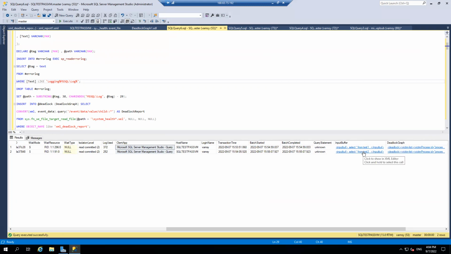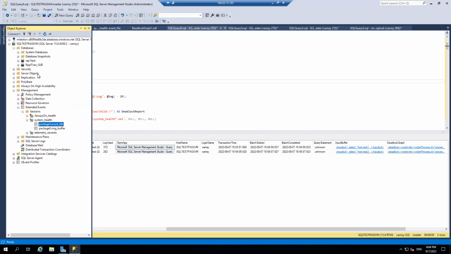How old deadlocks can we see, like in the current error log? By default it is the system health session, right? What is the maximum size? It is 5 MB or 20 MB, I'm not sure about the size. By default it has some size. If you want, you can increase that system health session event size.